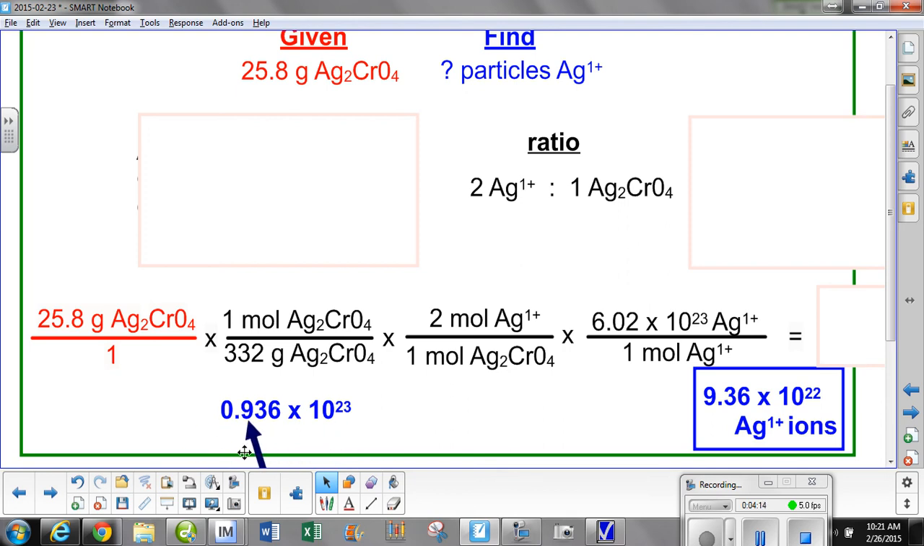And to put it into scientific notation, this decimal has to be moved to the right by 1, and that has to reduce the power of 10, or the value of the power of 10. And so this has to go from 23 to 22. And basically that's it. I hope this helps.